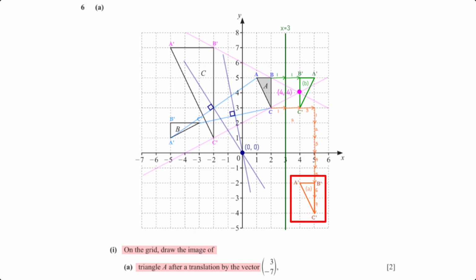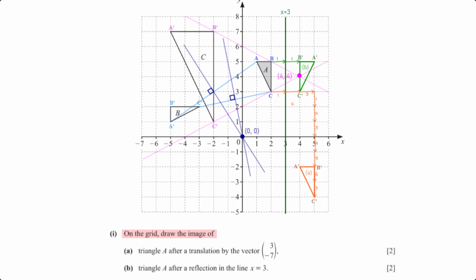image of triangle A. On the grid, draw the image of triangle A after a reflection in the line x equals 3. First, we draw the line of reflection, which is x equals 3. Then from here, we need to reflect the vertices of triangle A in the line x equals 3.